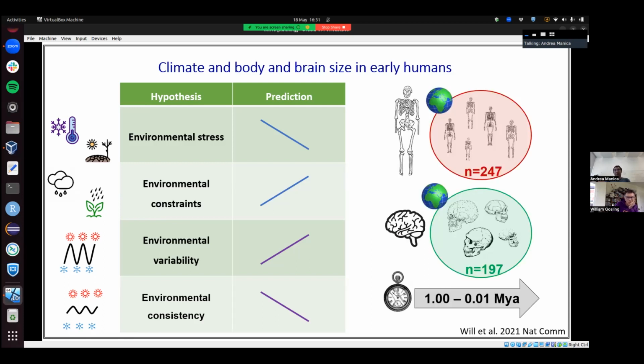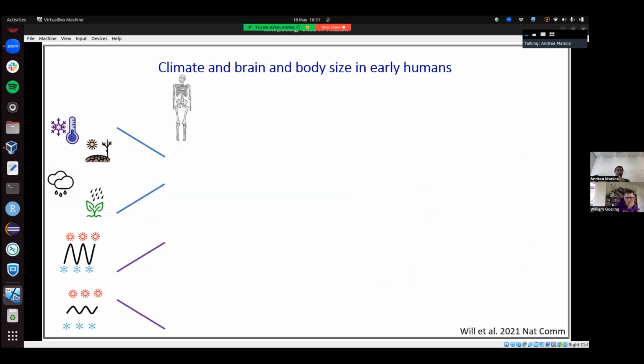So what we did was to collate data from all available reconstructions that we have for the last 1,000,000 years of body sizes and brain sizes. And then we extracted from those kinds of data sets that you've just seen the prevailing climatology for those remains at those times, and started testing whether we could find a relationship between body size and any of the variables that would underpin those 4 hypotheses.